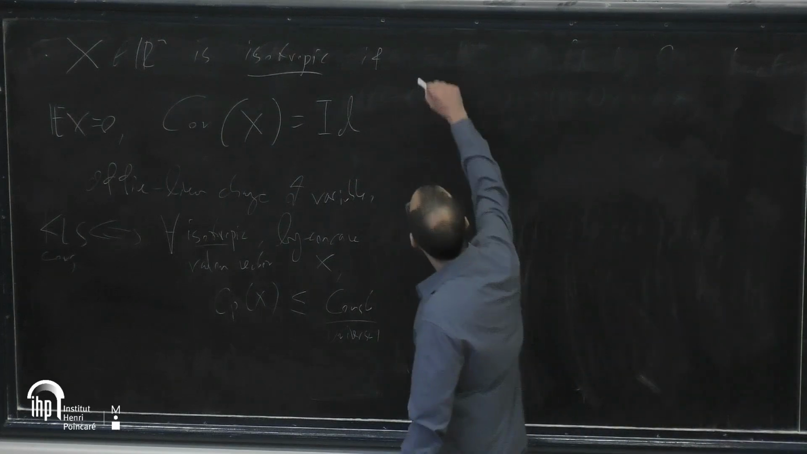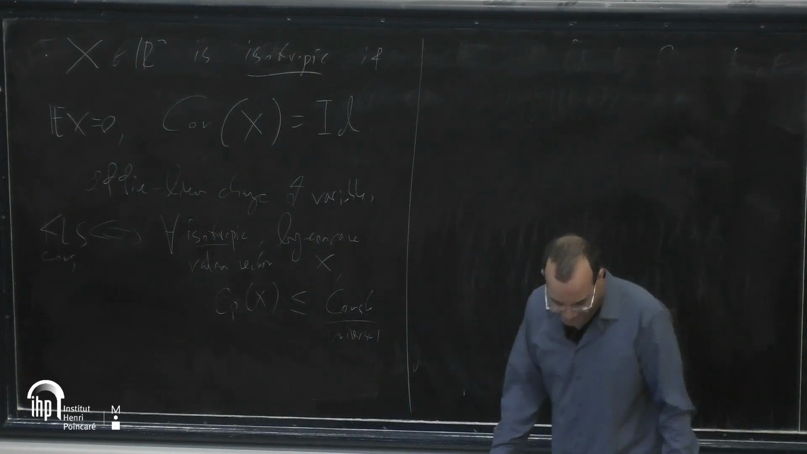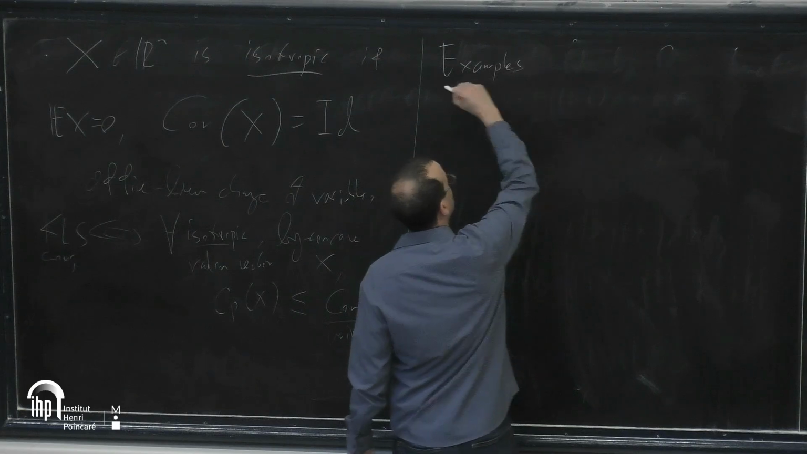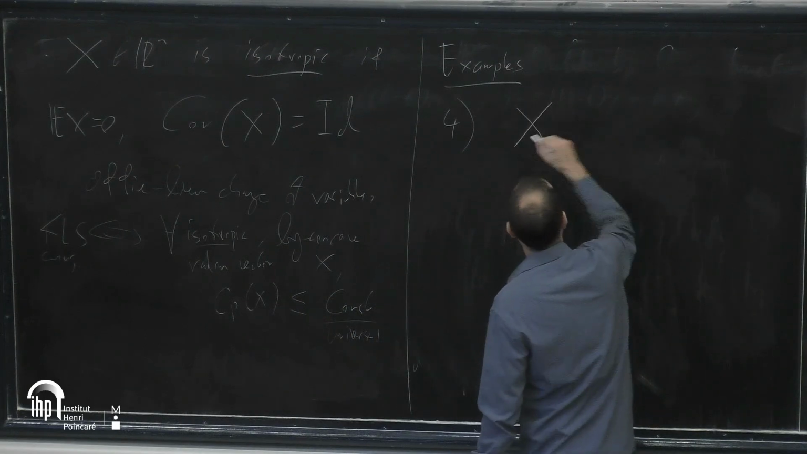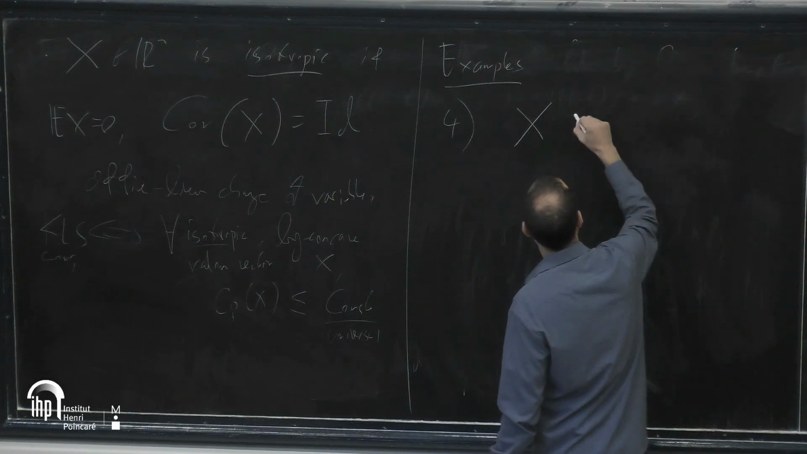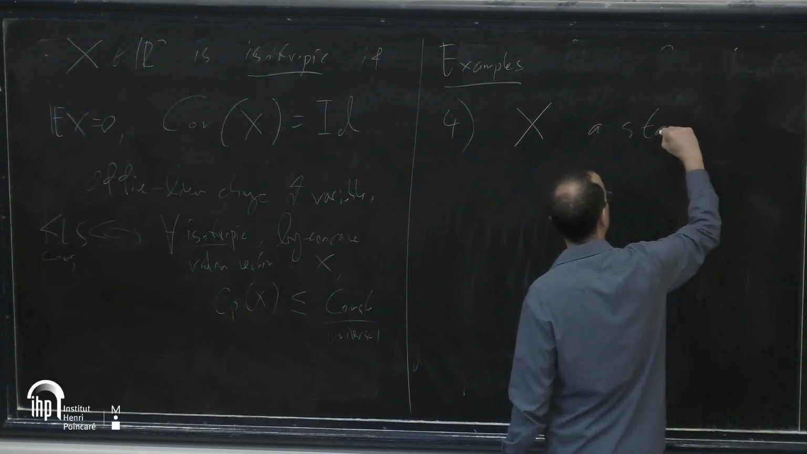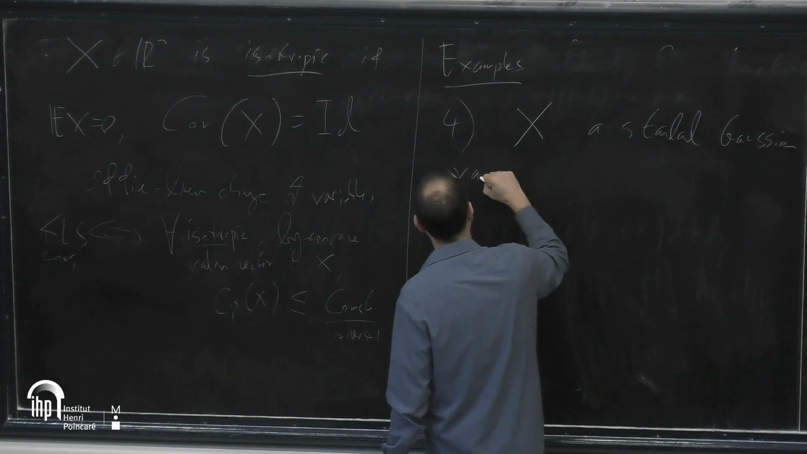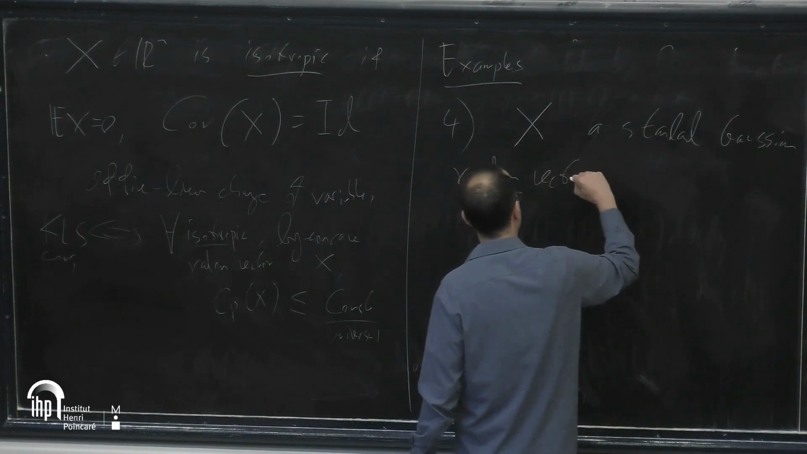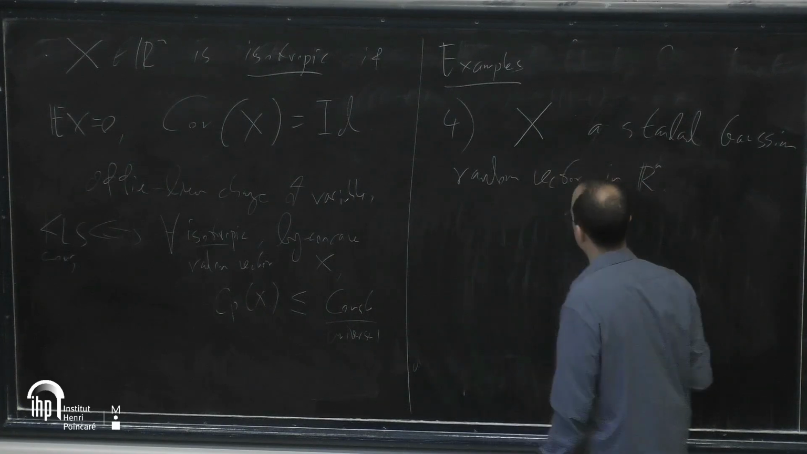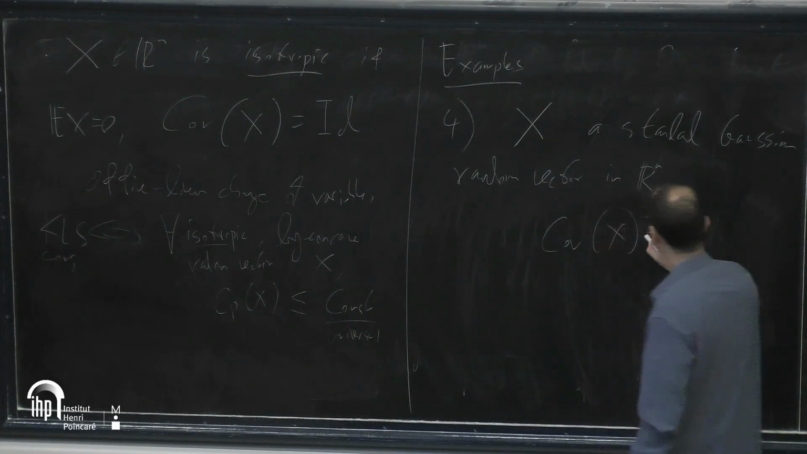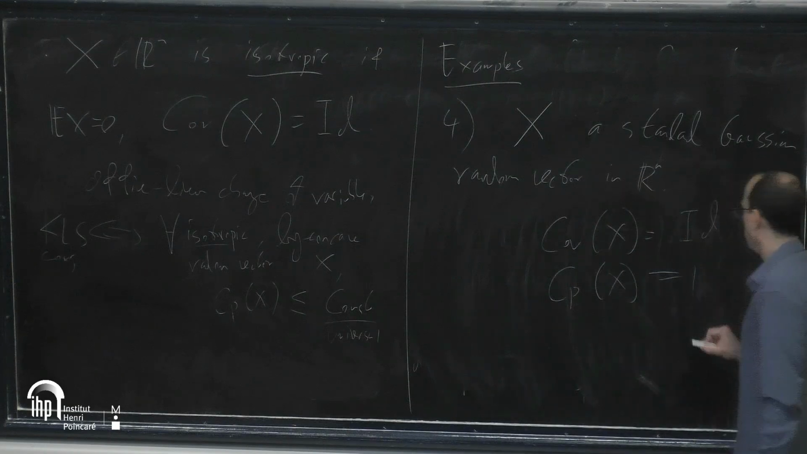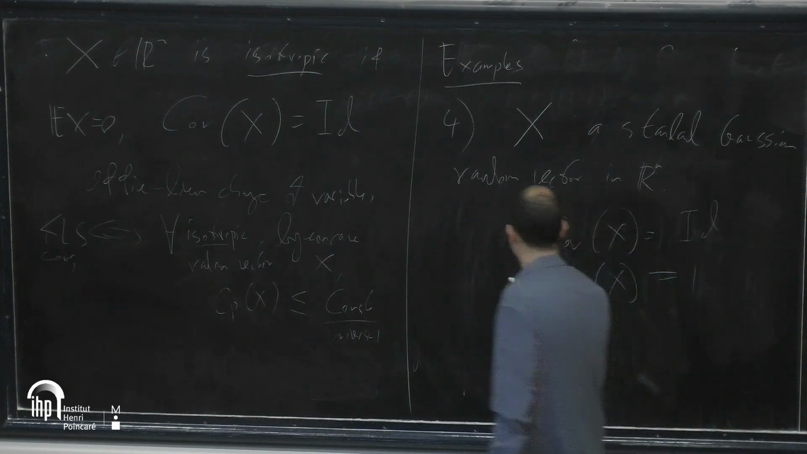So I'll proceed. I was in the middle of a long series of examples. Example number four is the Gaussian measure. X is a standard Gaussian random vector in R^n. So in this case, the covariance is the identity, so the operator norm is one. The Poincaré constant is also one. This can be computed either by the Bochner method or by Hermite polynomials. Let's say Hermite polynomials.